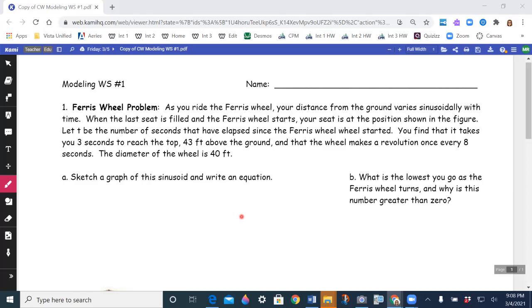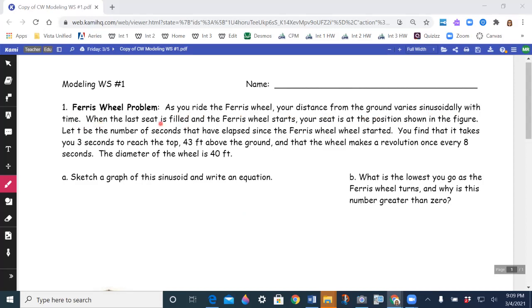So in this problem, we have a Ferris wheel. As you ride the Ferris wheel, your distance from the ground varies sinusoidally. Okay. That means like a sine and a cosine graph with time. So your distance from the ground and time is what we're going to be plotting.